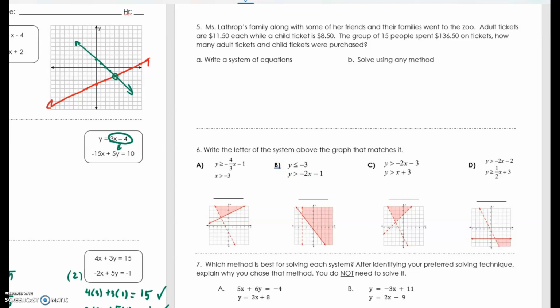Miss Lathrop's family, along with some of her friends and their families, went to the zoo. Adult tickets are $11.50 each, while a child's ticket is $8.50. The group of 15 people spent $136.50 on tickets. How many adult tickets and child tickets were purchased? Part 1, write a system. This will be worth a couple points, so make sure you do write the system on the test.